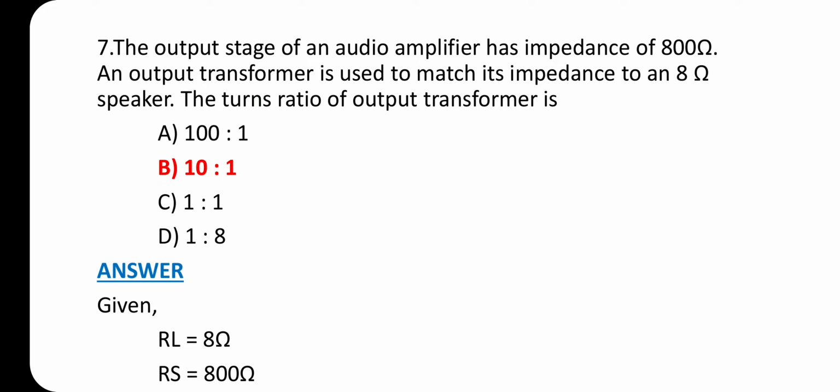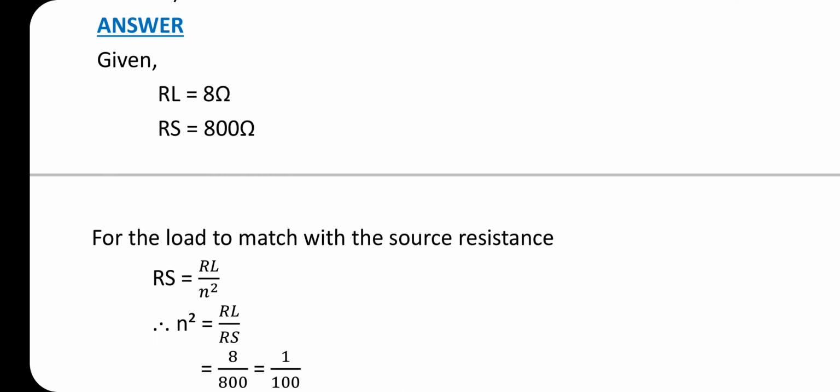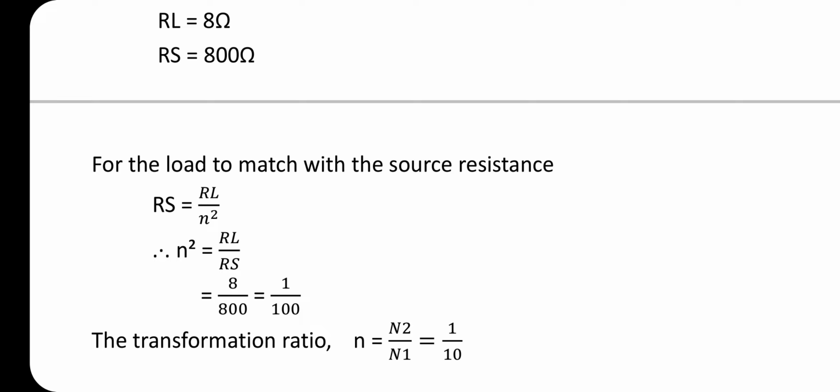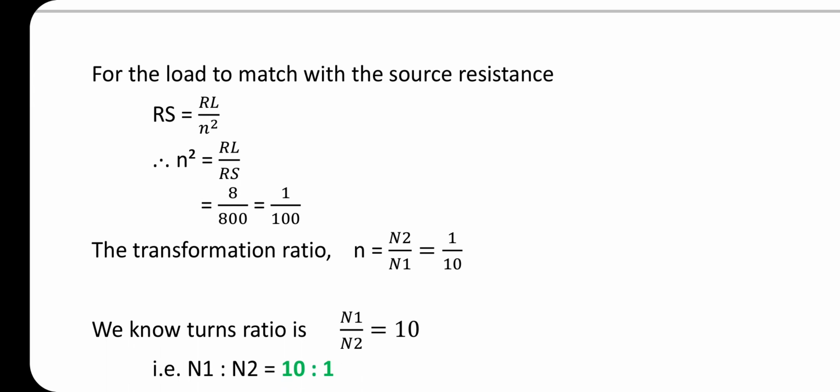Transformers are used for impedance matching application. Here given RL equal to 8 ohm, RS equal to 800 ohm. For the load to match with source resistance, RS equal to RL by N square. Therefore, N square equal to RL by RS. Substitute the value of RL and RS, we get N square equal to 1 by 100.